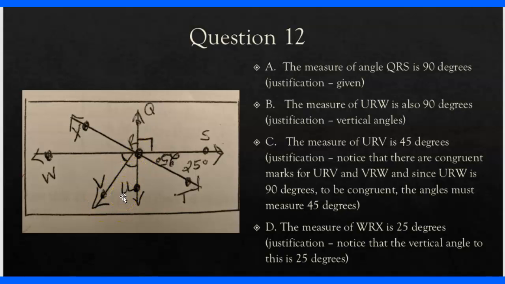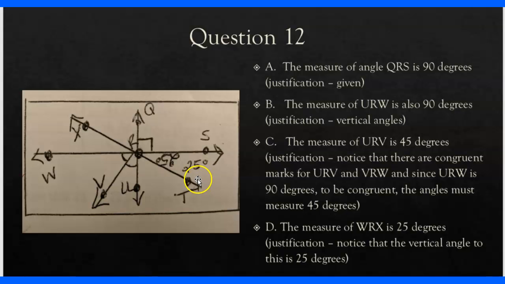Don't try to measure it with a protractor. Now the reason that you can justify that is there are congruent marks right here and right here. That means these two angles are equal. Now since we know that this big angle is 90, the only way that these can be equal is if they're both 45 degrees. To be congruent, they would have to be 45 degrees. So again, you're using that deductive reasoning with the information that you're given.